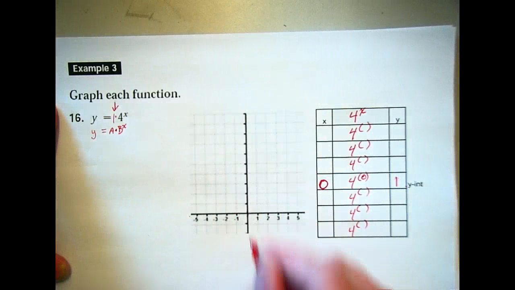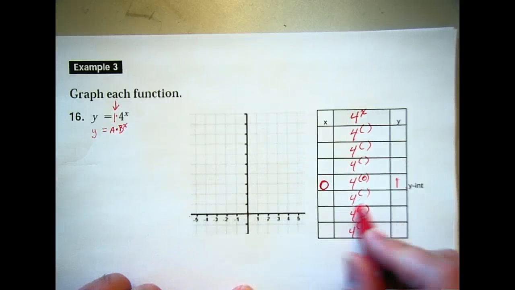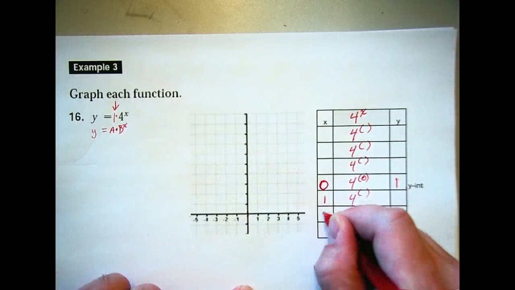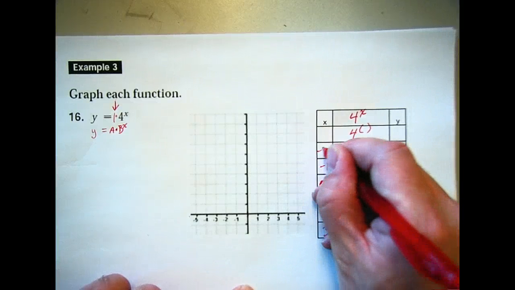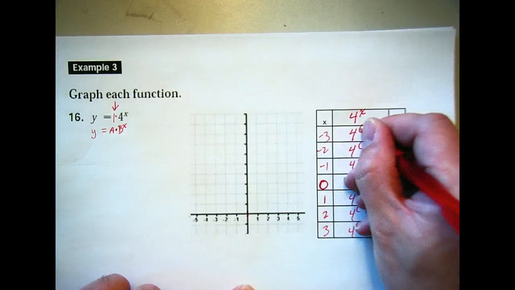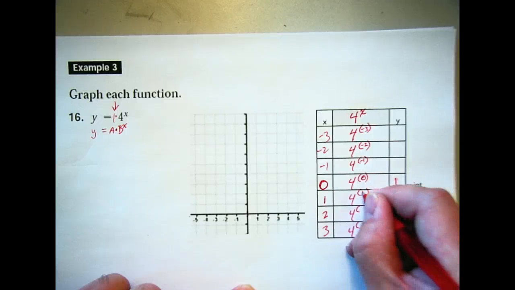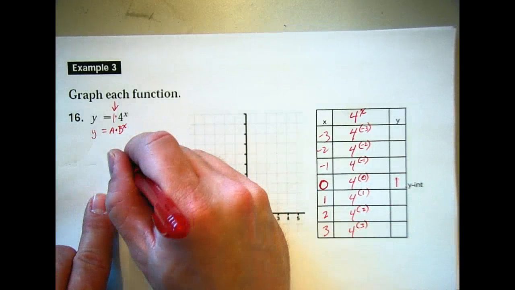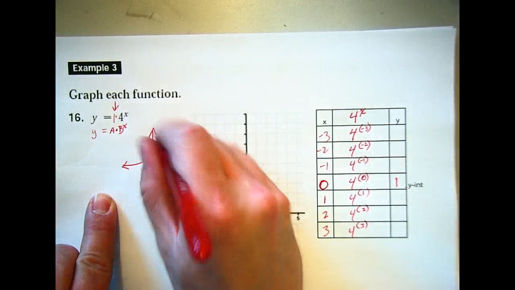I'm not going to put it there yet because I don't know if my scale is going to be going up by 1s. Well, let's try to put 1 and then 2 and 3 and -1, -2, -3. Let's see how that works. Sometimes that works well, sometimes it doesn't. What we want to be able to see is what's called the curve. This graph should look like this when we're done. It should have a curve to it. We need to see that curve.